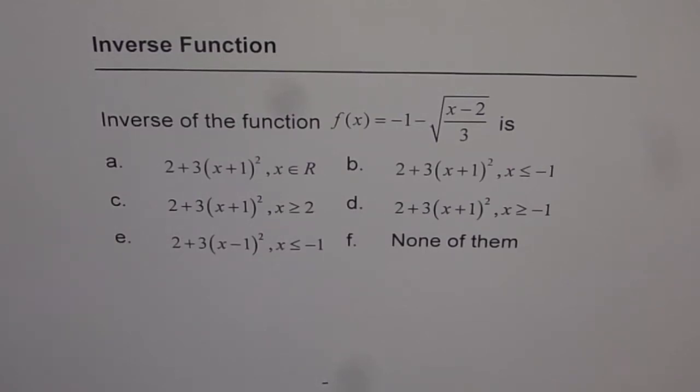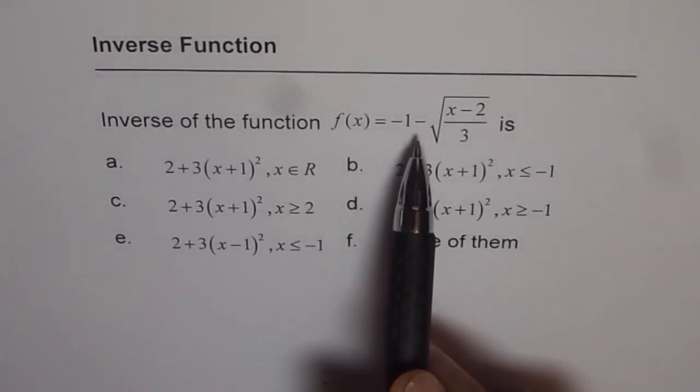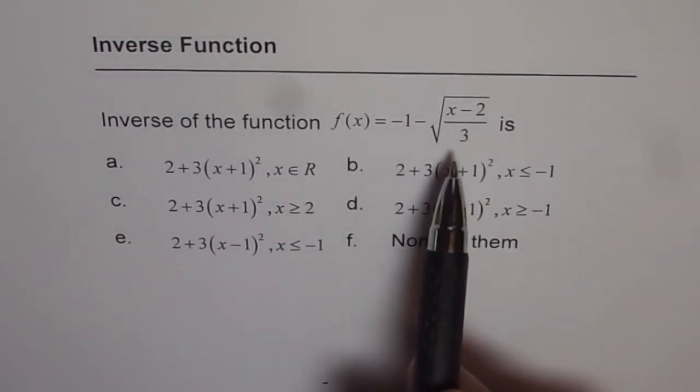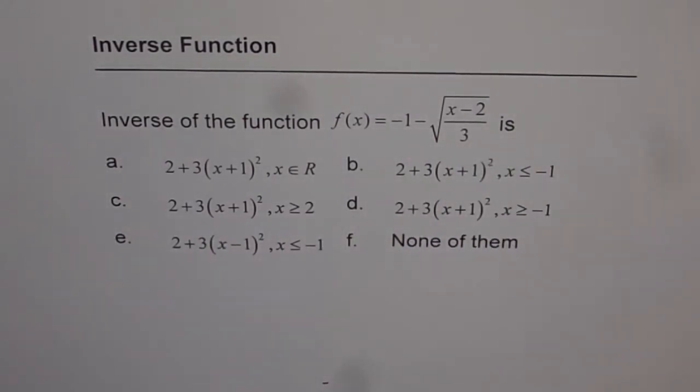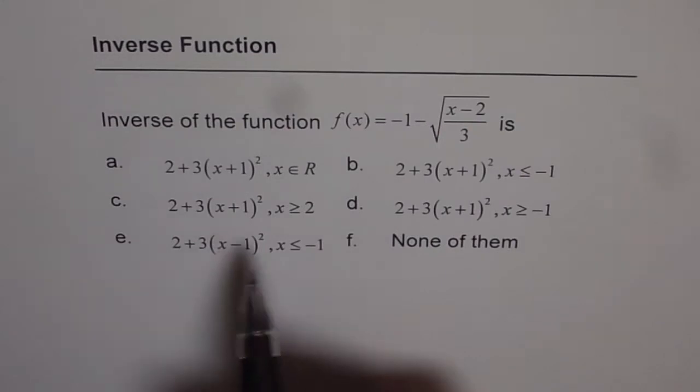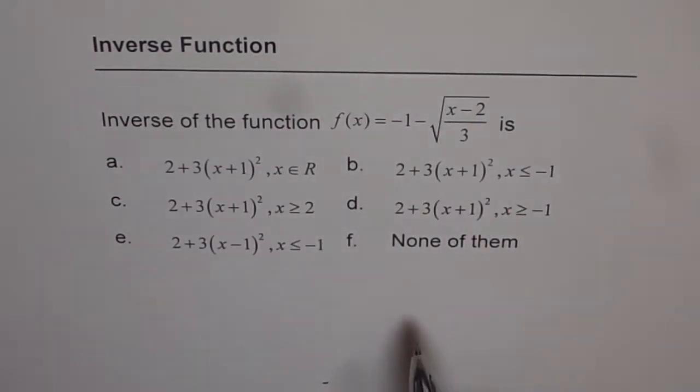Inverse function. Let us see how to solve multiple choice questions on inverse function. The question here is, inverse of the function f of x equals minus 1 minus square root of (x minus 2) over 3 is, and we have 6 choices here. Now first let's find the inverse of the function, and then let's match with the domains, right?